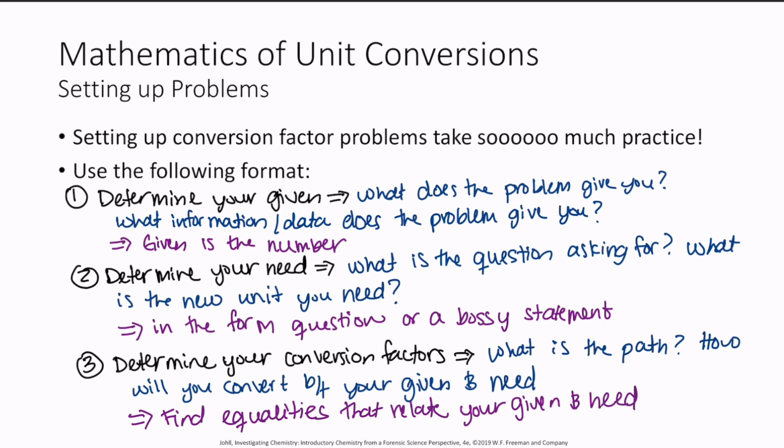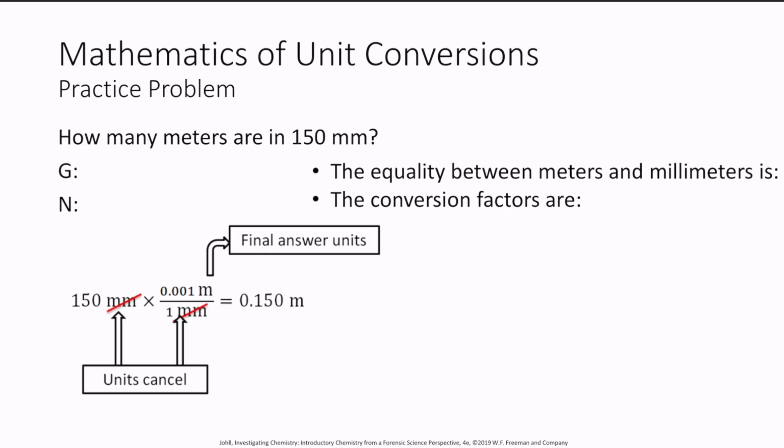So with my example where I was going from minutes to seconds, I found an equality that relates minutes and seconds, right? We found an equality that said there are 60 seconds in 1 minute. So let's look at an example. How many meters are in 150 millimeters?